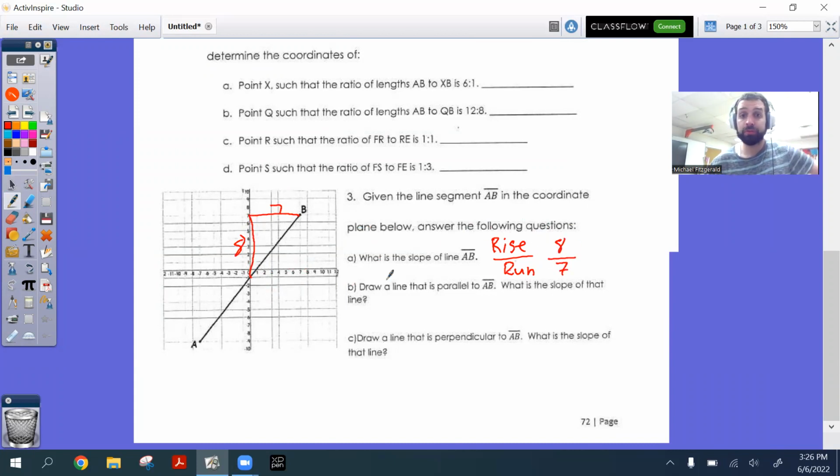Just count them out. Draw a line that's parallel to it. Okay, let me just give a rough sketch. What's the slope of that line? Well, by definition, it has to have the same slope, 8 over 7.